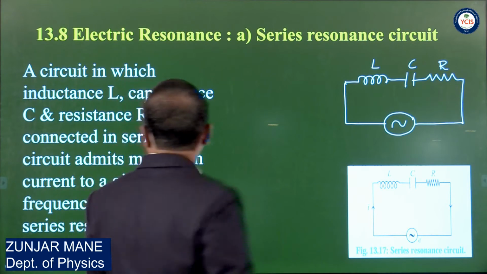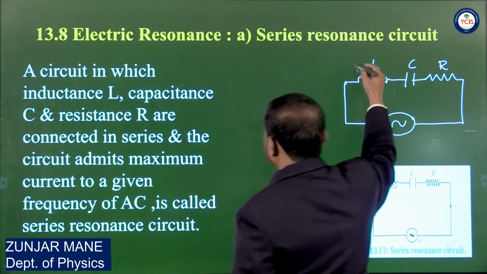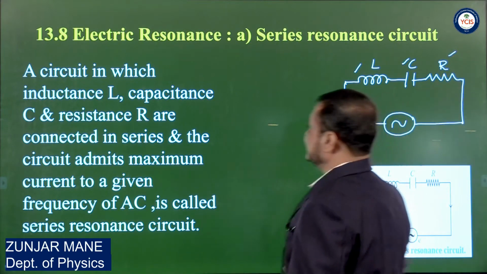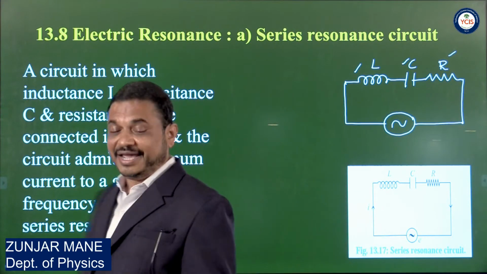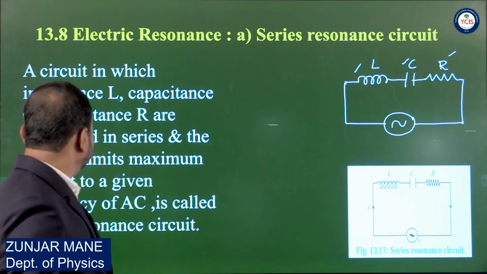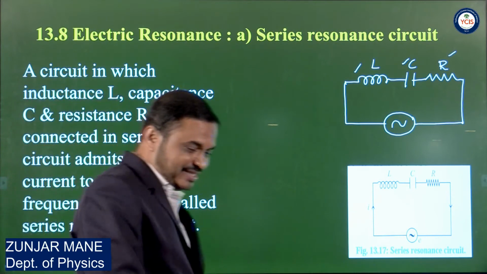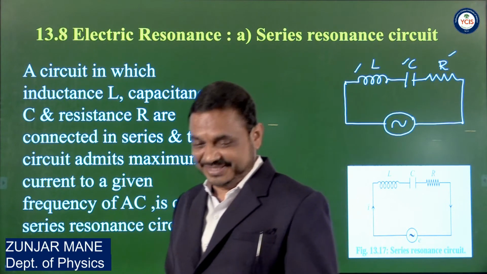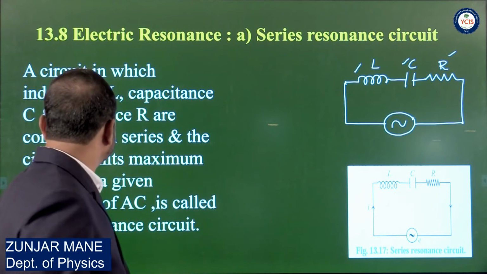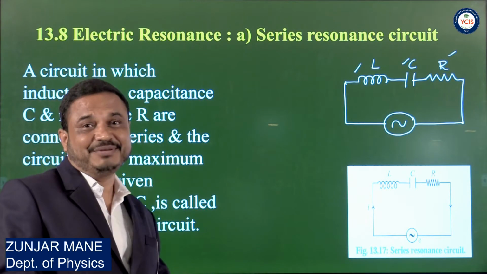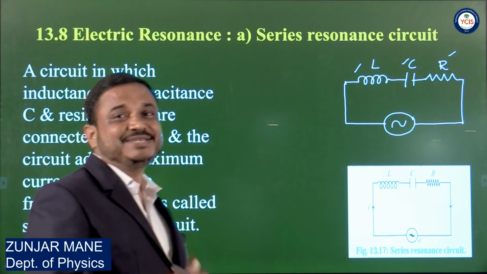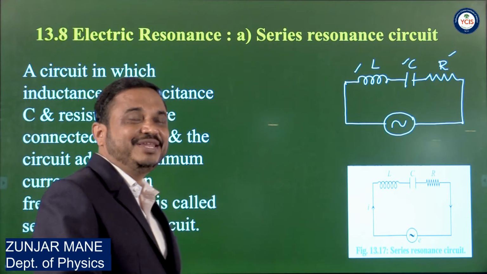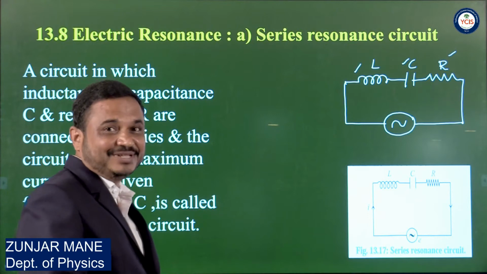A circuit in which inductance L, capacitance C and resistance R are connected in series, and which admits maximum current at a given frequency, is called a series resonance circuit. So at a certain frequency the current is maximum, which means opposition is minimum, that is, Z is minimum. Then how is it possible? Let us see.